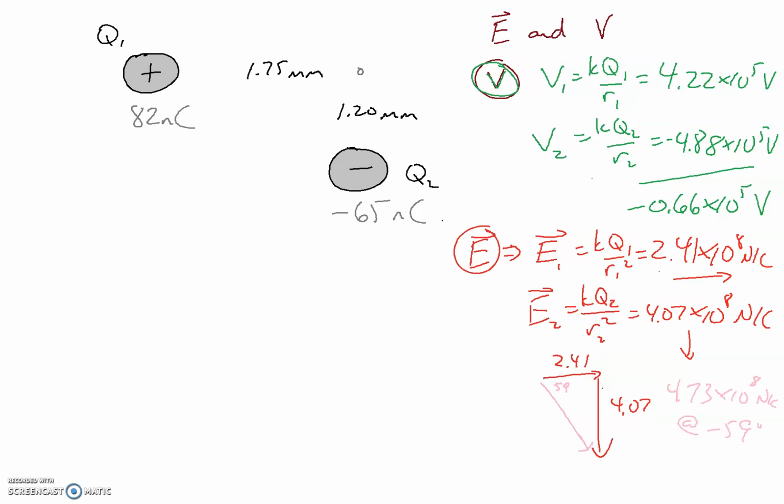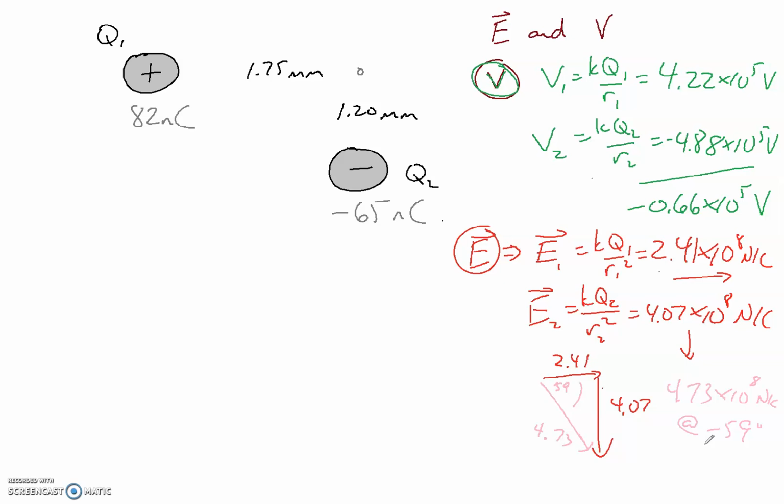All right, there it pops up. There we go. So just solving these with Pythagoras and trig, our overall triangle here was 4.73. So it's 4.73 times 10 to the 8 newtons per coulomb, bring the power of 10 back, and then it'd be at negative 59 degrees, and that would be my electric field at that location.